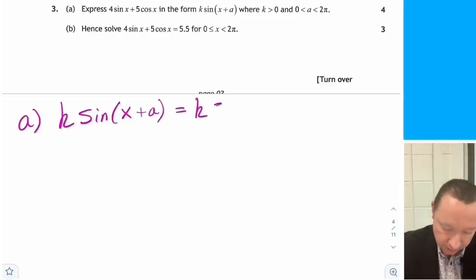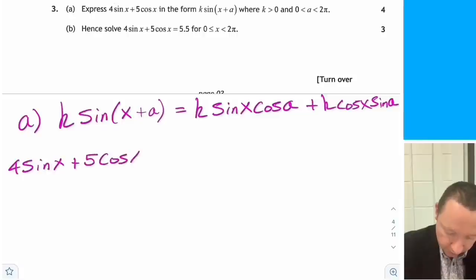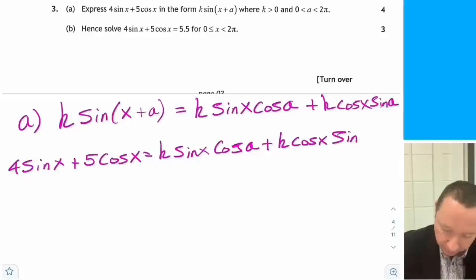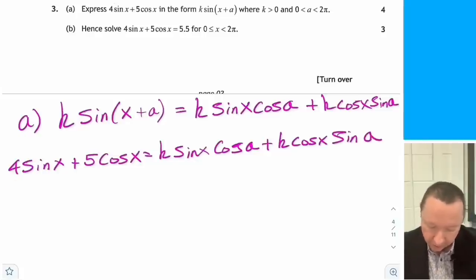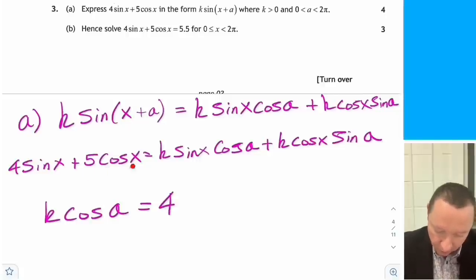You'll get k sine x cos A plus k cos x sine A. So that means that 4 sine x plus 5 cos x equals k sine x cos A plus k cos x sine A. Well, 4 sine x, that's already got a sine x here, so that means that k cos a must equal 4. Similarly, we've got on this side cos x, and this side cos x, so whatever's left, k sine a must equal 5.